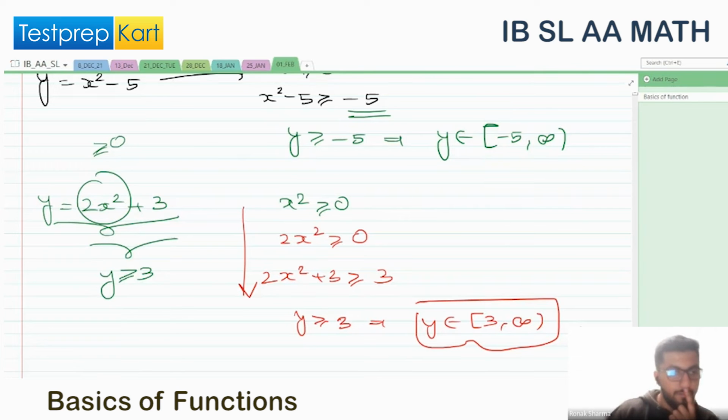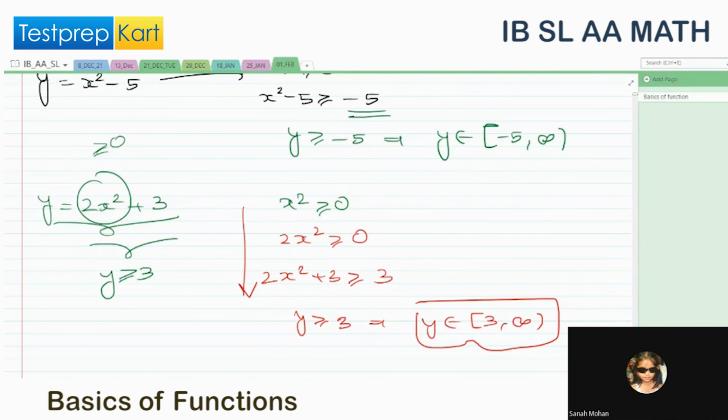Now, tell me when you have noted this example.